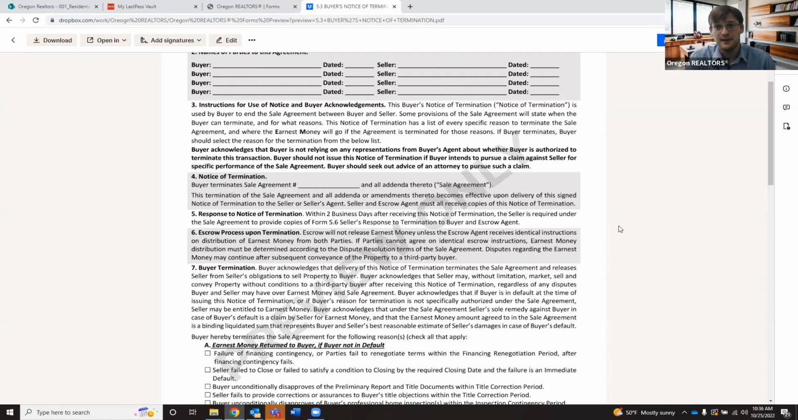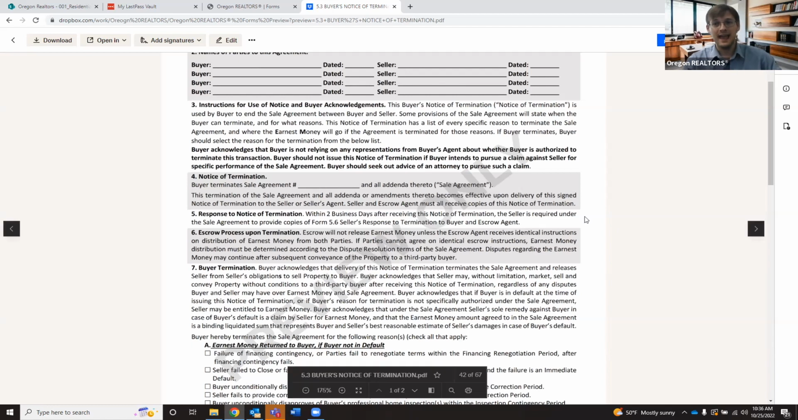The agent shouldn't be advising them one way or the other on whether or not it's the right choice to terminate or the wrong choice to terminate. That's for the buyer. They should seek out an attorney if they really want an answer on the legality of that termination or not.